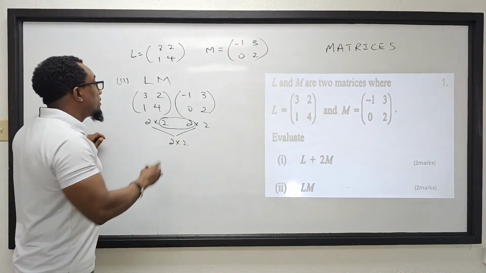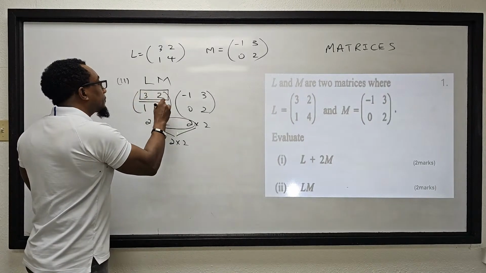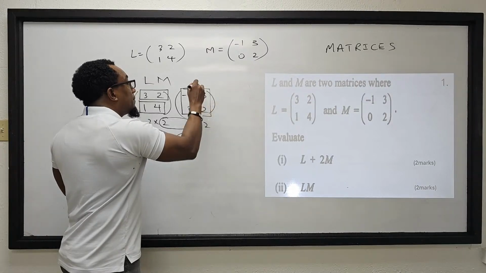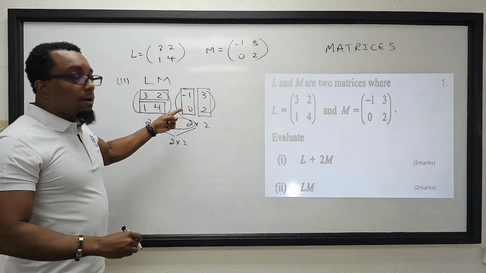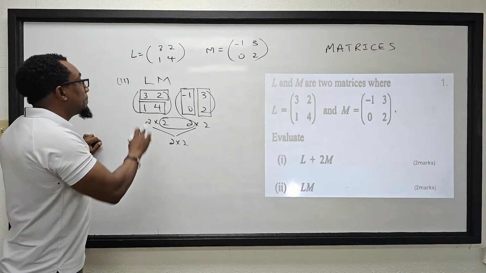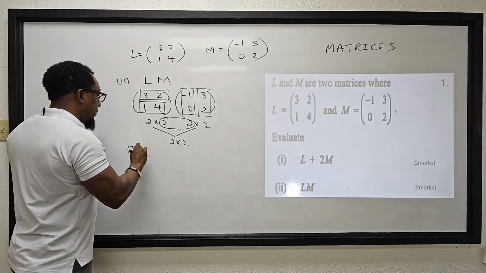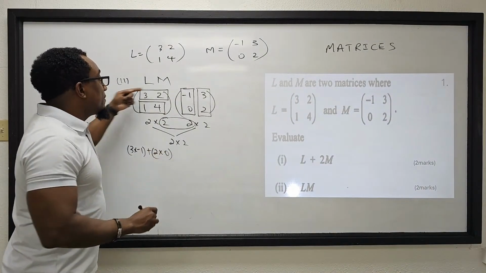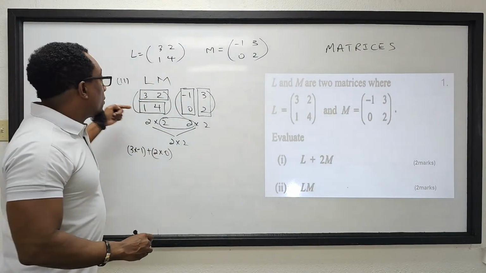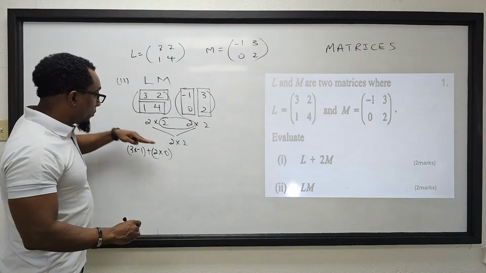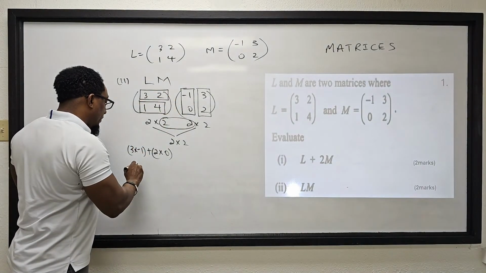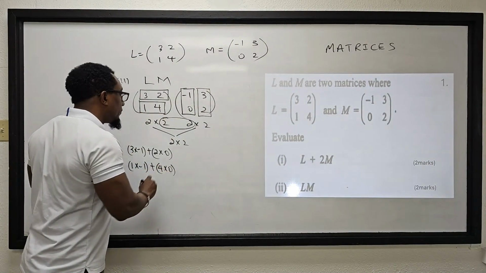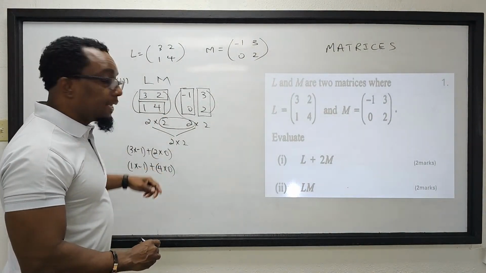So how do we multiply matrices? We take the rows of the first matrix and multiply by the columns of the second matrix. So row by column. First row by my first column: I'm multiplying 3 by negative 1 plus 2 by 0. So this is my first row by my first column dealt with. Now my second row by my first column, going top to bottom: 1 is linked to negative 1, so 1 by negative 1 plus 4 is linked to 0, 4 by 0. So that's my 2 rows of my first column dealt with.